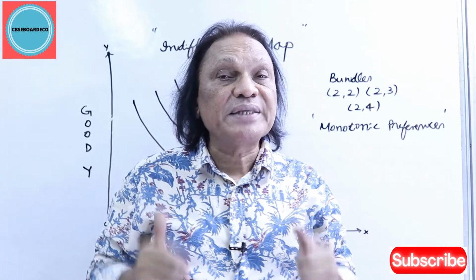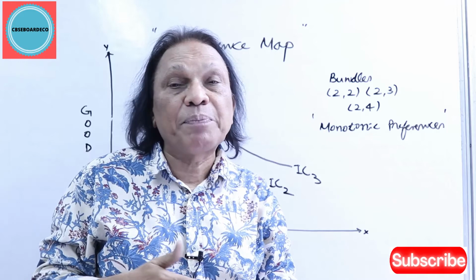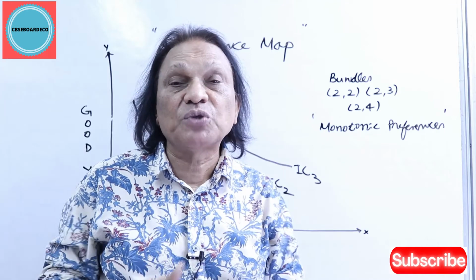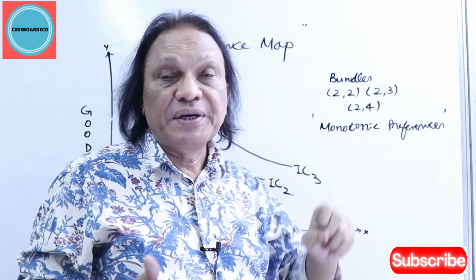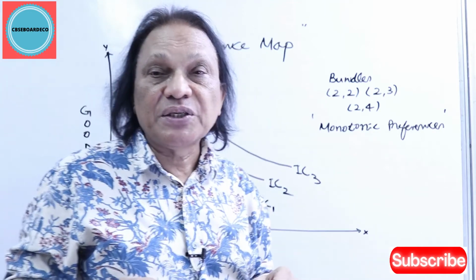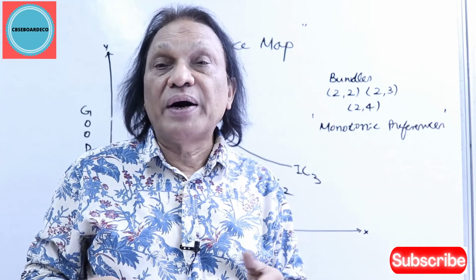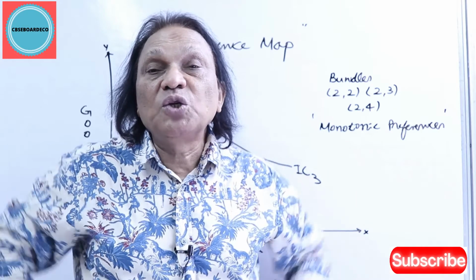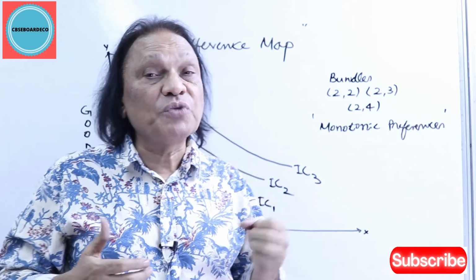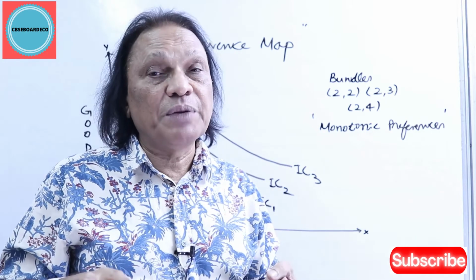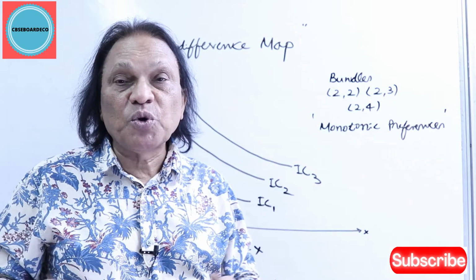What it means, let's imagine here, see on the board, you have 2 units of apples and 2 units of oranges. That's giving you some level of satisfaction. Then you have 2 and 3, which is more oranges, and now you have 2 and 4, which is still more oranges. Which bundle do you prefer? If you have income with which you can afford all 3 bundles, obviously the consumer will go for 2, 4. So that is monotonic preference.